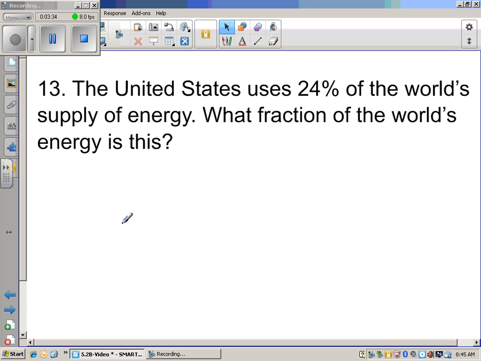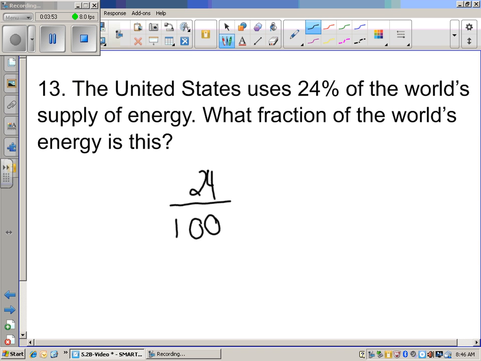Moving on. The United States uses 24% of the world's supply of energy. What fraction of the world's energy is this? So we're going to start out by, again, 24% over 100. I have to find the GCF, or greatest common factor. Looking at this, the greatest common factor is probably going to be 4. So let's go ahead and try that.